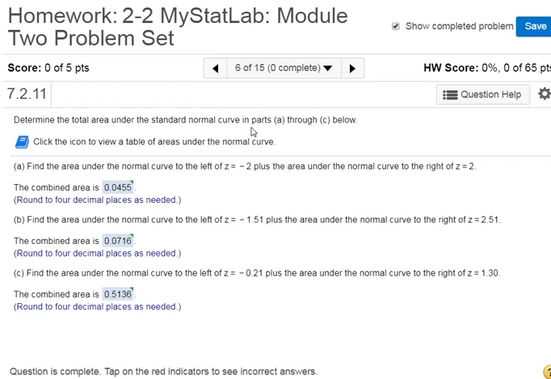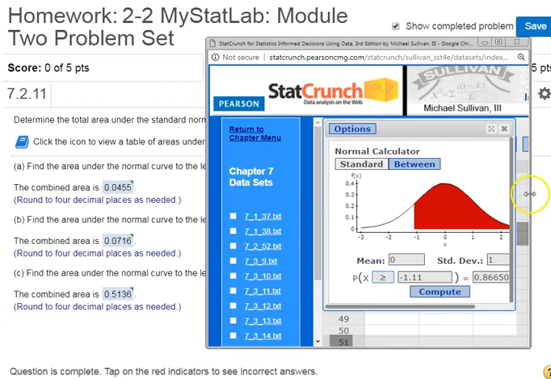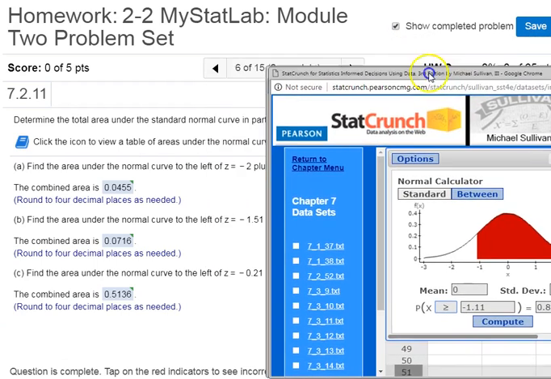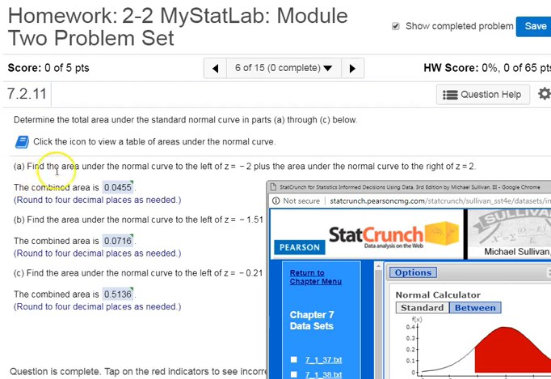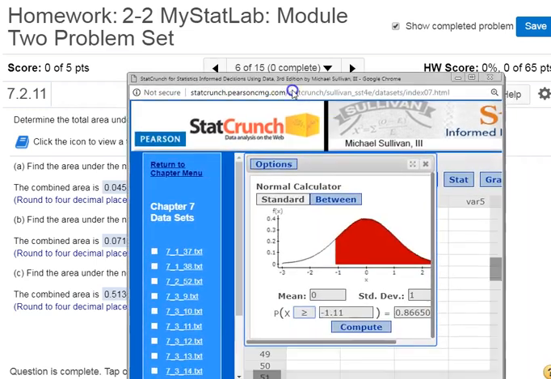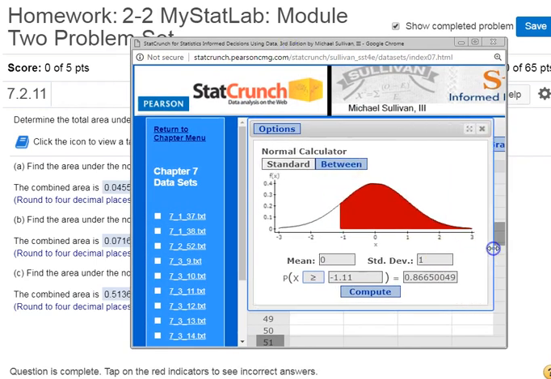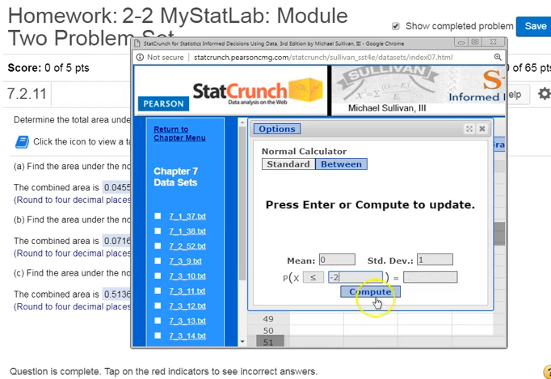Number 6 builds off of 4 and 5. Here we're looking at the area to the left of a certain z-value and also to the right of a certain z-value. Let me get back into StatCrunch and look at how to do this first part, A: find the area under the normal curve to the left of z equals -2 plus the area under the normal curve to the right of z equals +2. If we understand the symmetry of the normal distribution, we'll be on Standard here, and we're going to the left of -2.